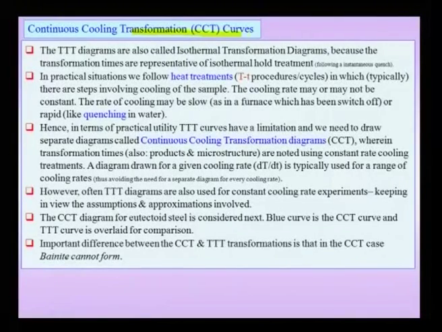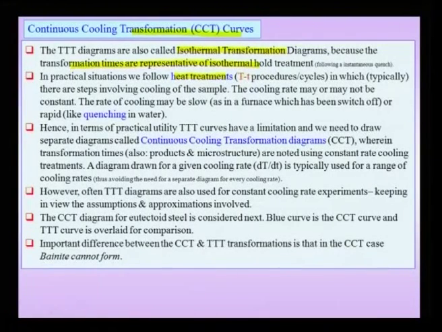So, let us next look at continuous cooling transformation diagrams, otherwise known as CCT diagrams. We had already noted that TTT diagrams are drawn for isothermal holding conditions. That means, these are representative of transformation times under isothermal hold treatment. And we also noted that under practical circumstances, we have heat treatments.